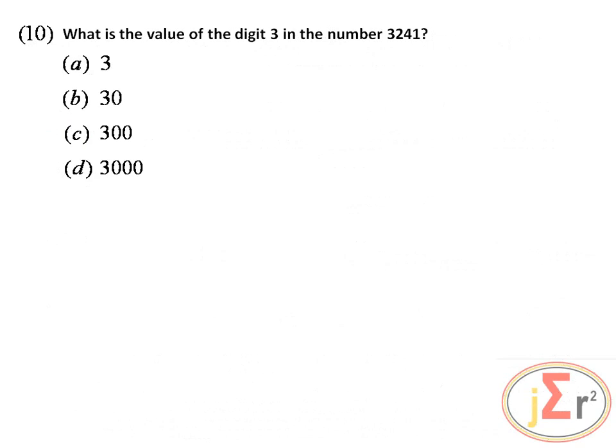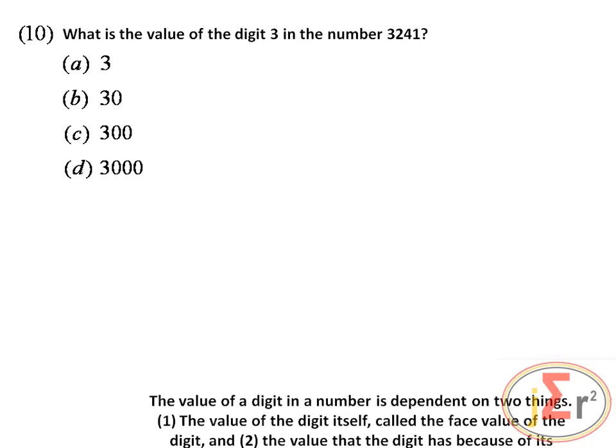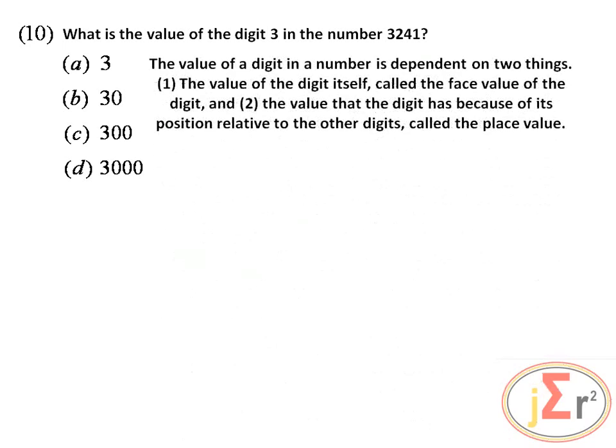What is the value of the digit 3 in the number 3,241? The value of a digit in a number is dependent on two things. The first one, the value of the digit itself, called the face value of the digit. And the second one, the value that the digit has because of its position relative to the other digits. And that one is called the place value.